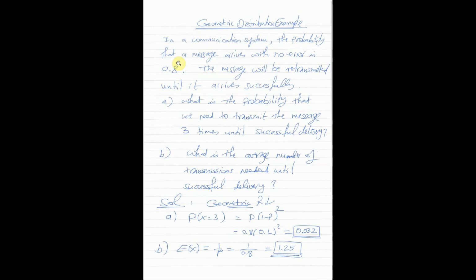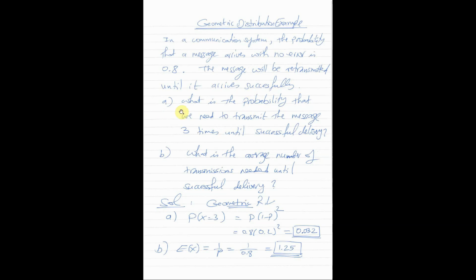We don't have any other cases mentioned here. The message will be retransmitted until it arrives successfully. Imagine that we have a reliable communication system. If I want to send you a message, that message must arrive successfully. So if it arrives with an error, I have to send it again. If it again arrives with an error, I have to send it again, and I have to keep doing that until that message arrives successfully.